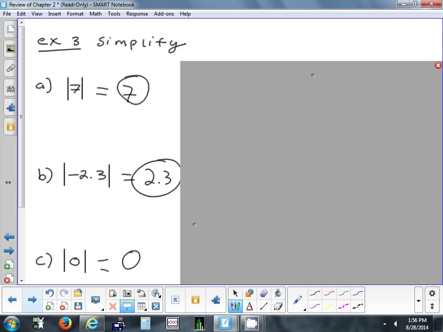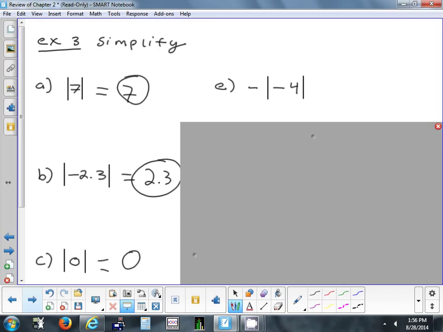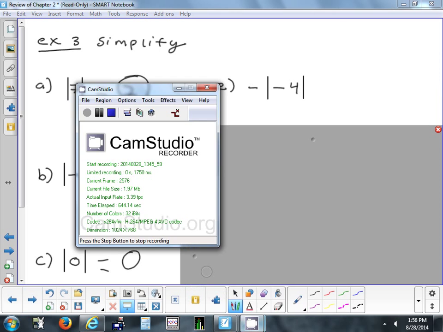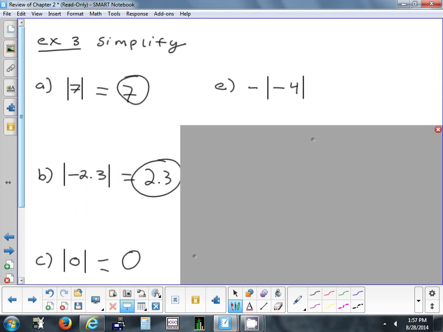You guys ready for a tricky one? Can you handle a tricky one? Now let's just read this one first. It says the opposite of the absolute value of negative 4. So the first thing you want to do is think of what's the absolute value of negative 4, and then we'll deal with that negative in a second. What's the absolute value of negative 4?